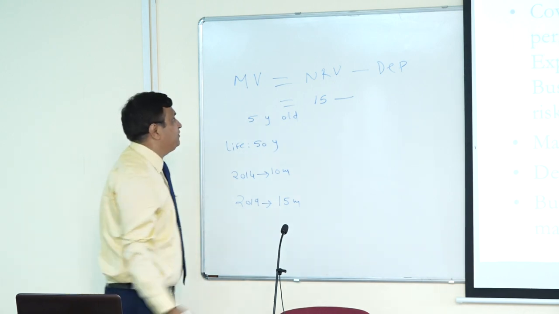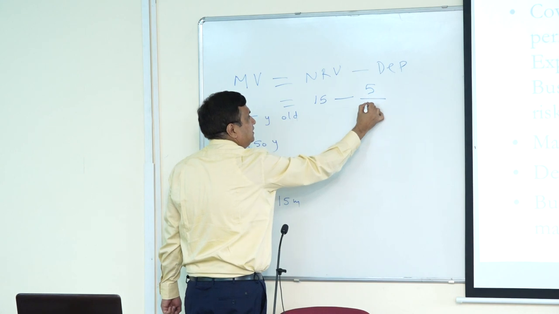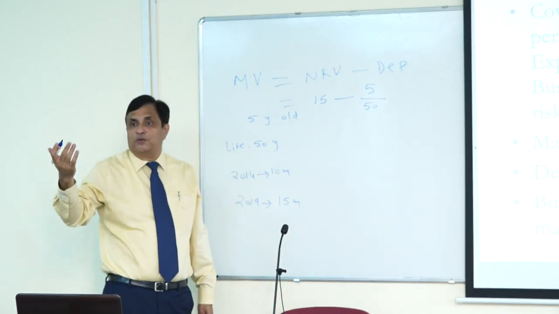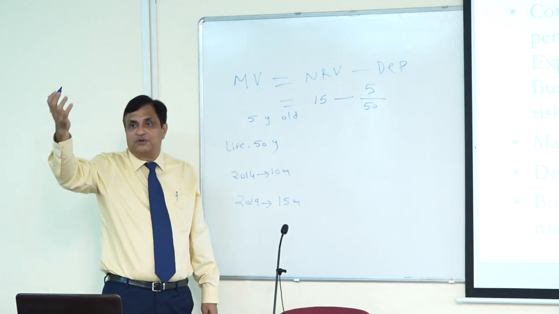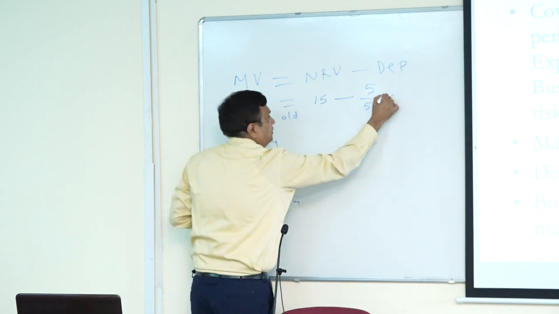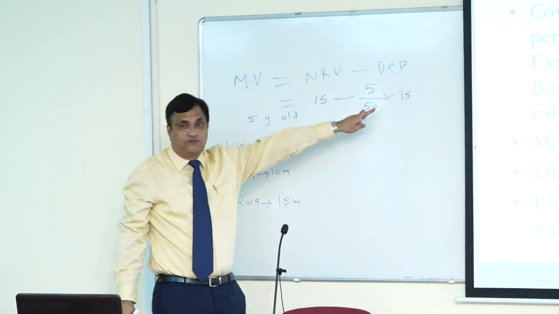What is the age of this machine? 5. What is the life of this machine? 50. So 5 by 50. 5 by 50 is how much? 1 by 10, or 10%. Okay? It is 5 by 50 into the new replacement value of 15. I hope all of you know why 15 happened.